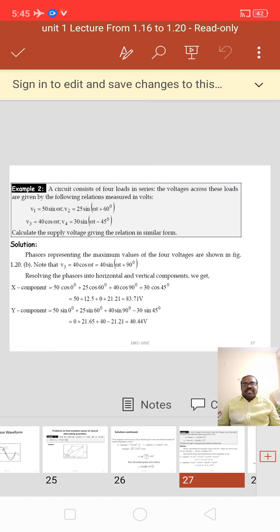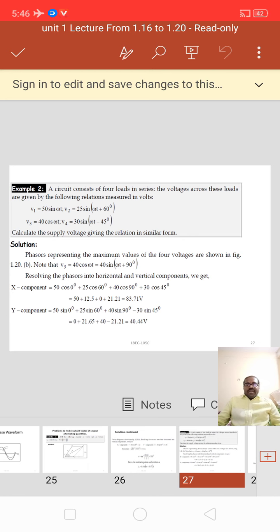Resolving the phasors into horizontal and vertical components, we get x component equals 50 cos 0 degrees plus 25 cos 60 degrees plus 40 cos 90 degrees plus 30 cos 45 degrees. Okay. Total corresponds to 50 plus 12.5 plus 0 plus 21.21. Total x component is 83.71 volts.